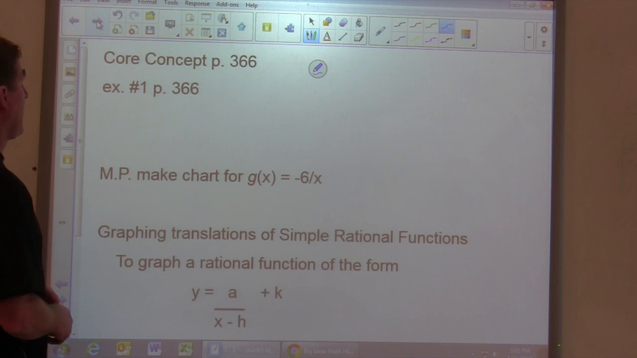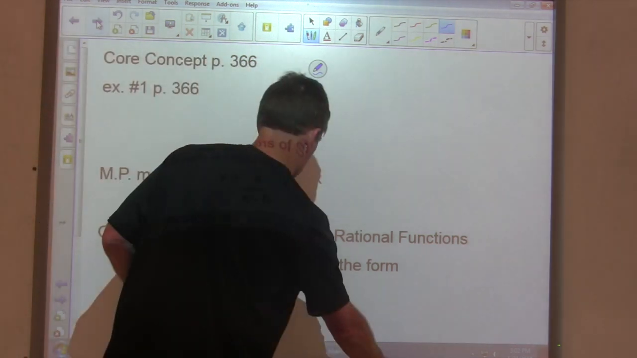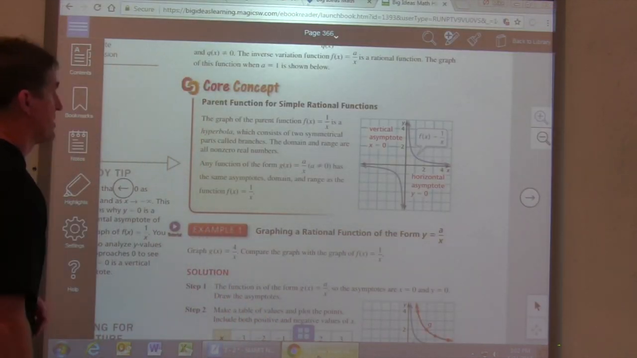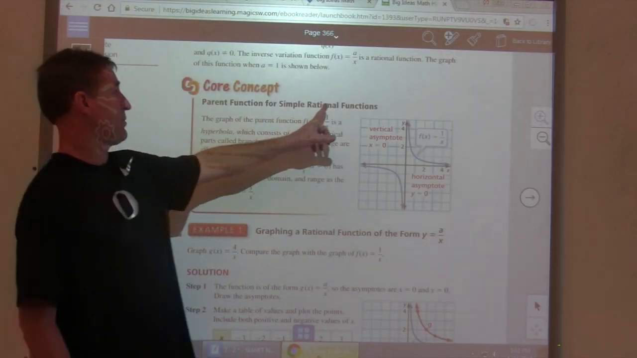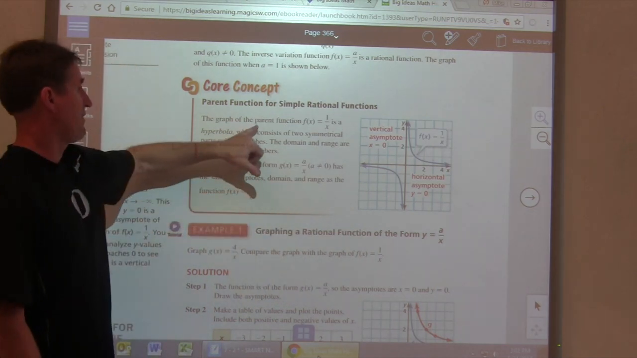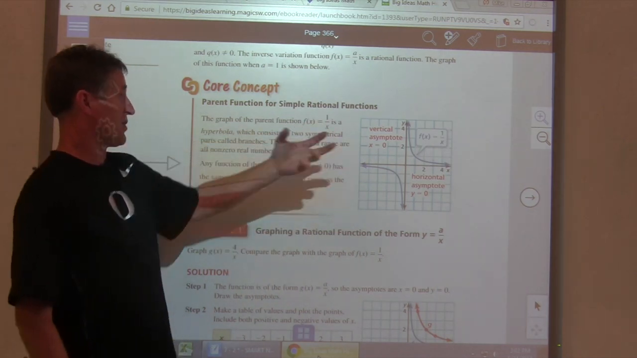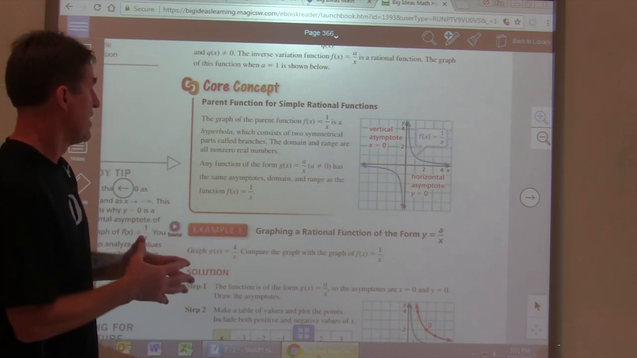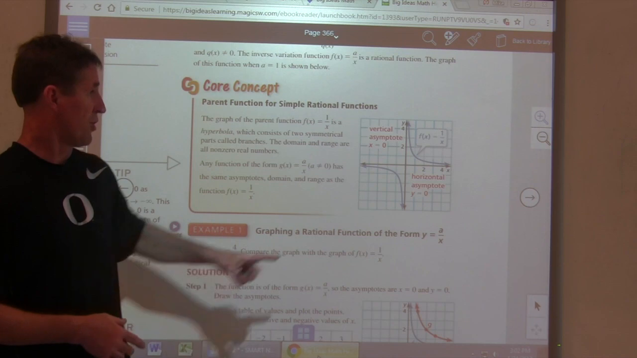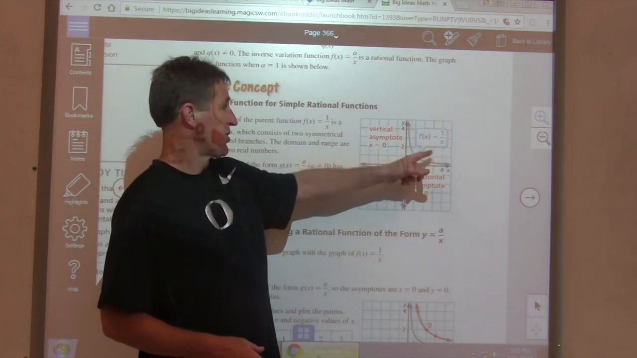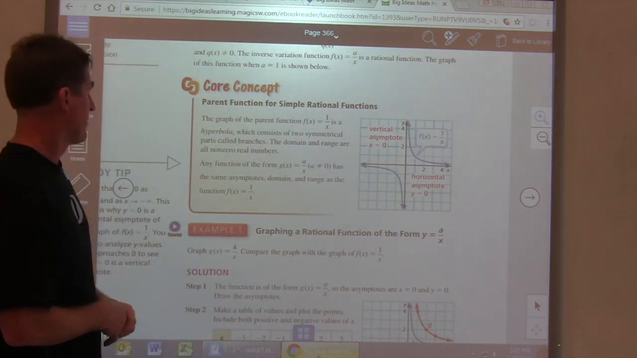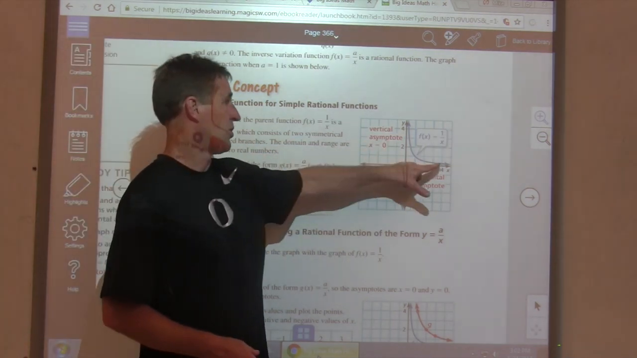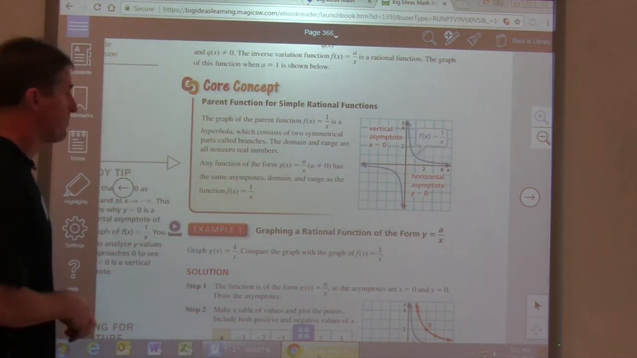So we're going to look now at the textbook. On page 366, we're going to look at the core concept of this, the parent function for the simplest rational functions. So the graph of the parent function f of x equals 1 over x. Again, that's our parent function for rational functions, the simplest one we can have. The graph is a hyperbola. So it's kind of a parabola turned sideways with a reflection of it, which consists of two symmetrical parts called branches. So these will be called the two branches of the hyperbola.